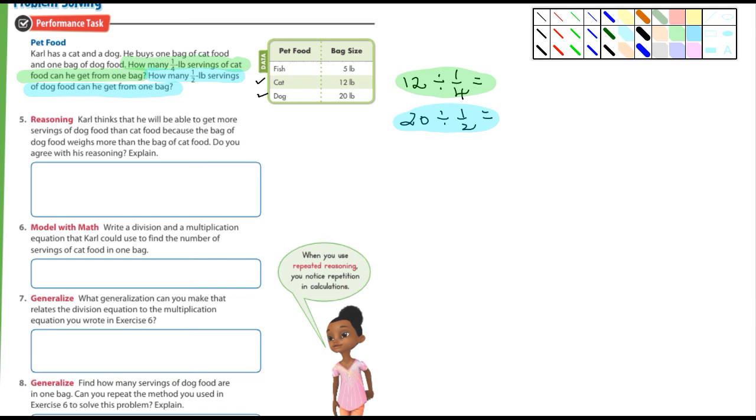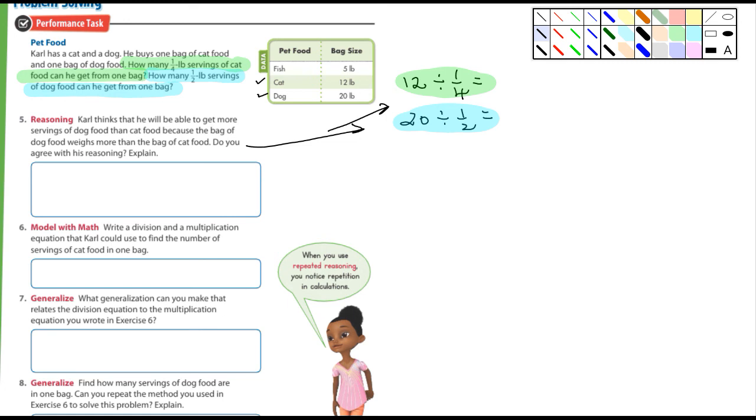And then reasoning. It says, Carl thinks that he will be able to get more servings of dog food than cat food because the bag of the dog food weighs more. Yeah, but you're getting larger servings. Do you agree with his reasoning or not? Explain. Well, you're going to have to do the math first to see if that makes sense. So, yeah, we'll see what you guys come up with.